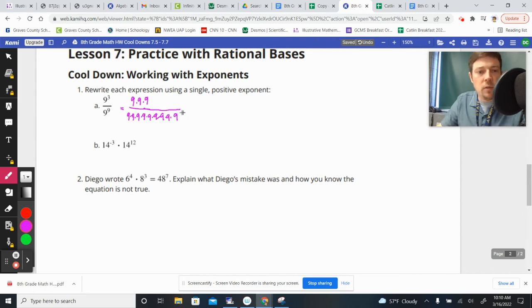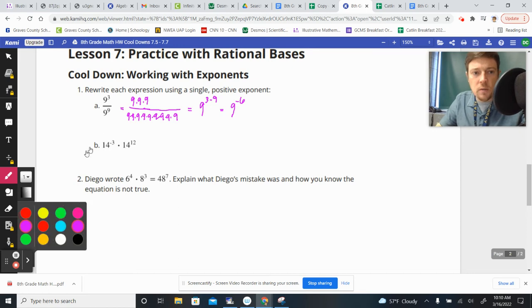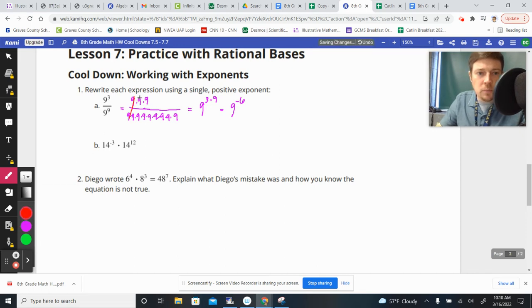Instead of having to draw this every time, we notice that it's division, so we can use our rule where we subtract 3 minus 9. So this is really the same as 9 to the third minus 9, which when you do that subtraction, you end up getting a -6, which makes sense because after cancellation, we've got 1, 2, 3 in the numerator that are gone, and there's 1, 2, 3, 4, 5, 6 nines in the denominator left over.